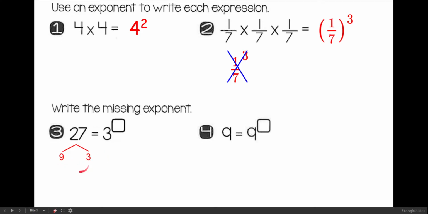Can we break any of these down? Yeah, we can. 9 is just 3 times 3. And let's circle the ones on the bottom. We have 3 3s, so 3 times 3 times 3 equals 27. And check that out in your calculator if you want to make sure it's correct. So 9 equals 9 to the what power? Well, 9 to the 1 power equals 9 because 9 times just nothing else equals 9.